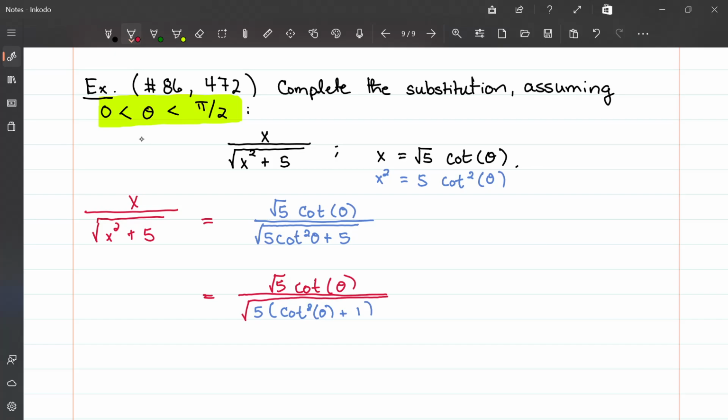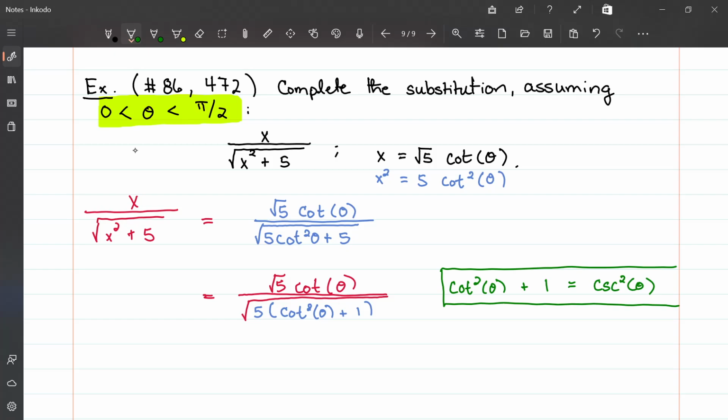Now, you may be wondering to yourself, why is this any better? But if you are, go back to your Pythagorean identities. If you recall, one of the versions of the Pythagorean identity is that if I take cotangent squared and I add 1 to it, the result is going to be cosecant squared of the same angle. This is the identity that we're going to employ here.